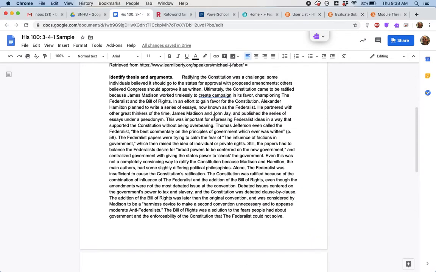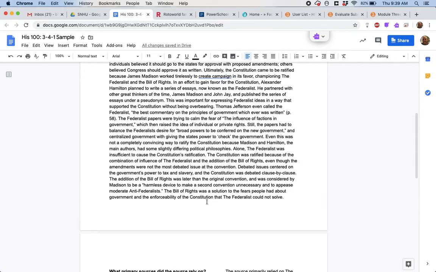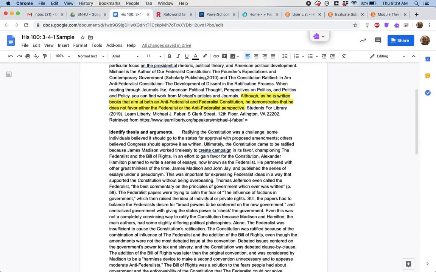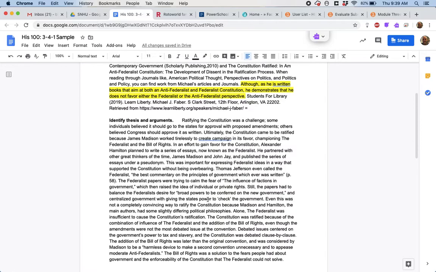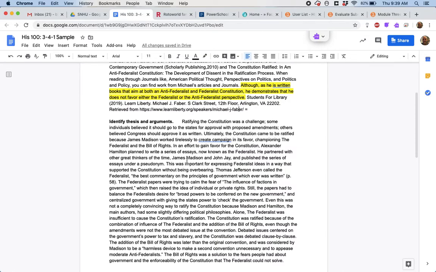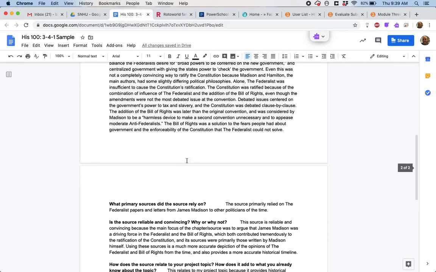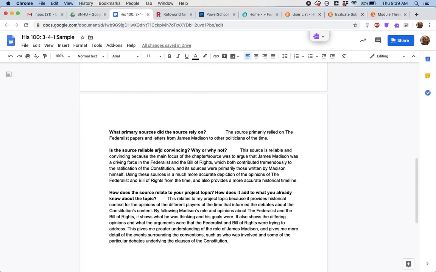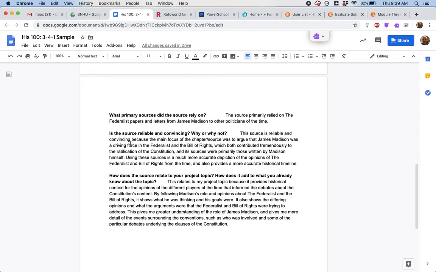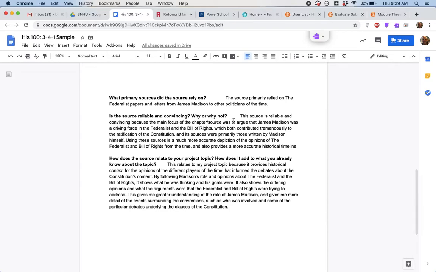Here's the arguments. Notice, it doesn't just give the primary thesis, but gives some of the sub-arguments too, and explains what they are. Yours probably doesn't have to be quite this long, but this is not bad. You're going to want to make sure that you can show that you really understand what the author is trying to get through in their text. What primary sources did they use? Here we go. They used the Federalist Papers.